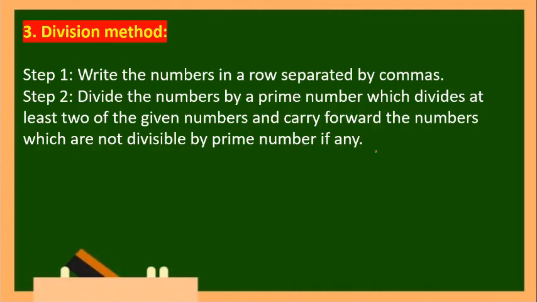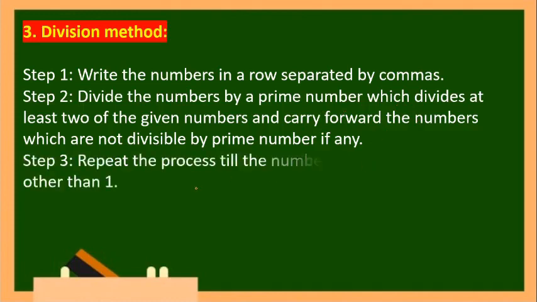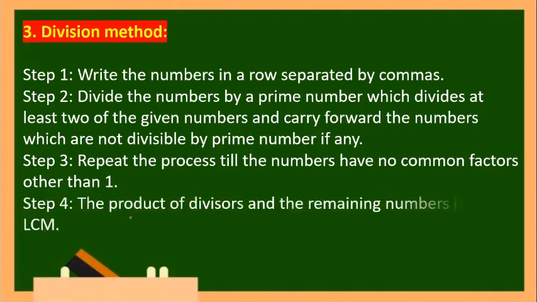If only two numbers are given, then compulsorily those two numbers must be divided by the prime number. And some numbers will not be divided by the prime number, so those numbers must be carried forward. We should take those numbers as usual in the next step. Next, repeat the process till the numbers have no common factors other than 1. We need to continue dividing till we get numbers which don't have common factors other than 1. Then the product of the divisors and the remaining numbers is the required LCM.